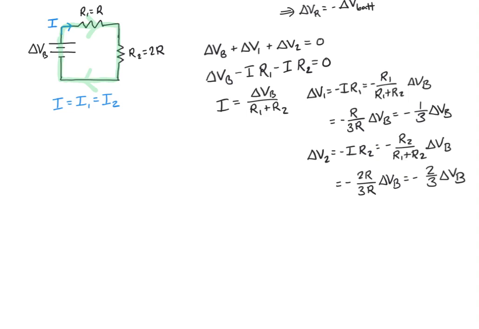Let's take a second and talk about these negative signs here for our voltages across the resistors R1 and R2. The negative sign in this case is indicative of the fact that we went around our loop in the clockwise direction, and so in the clockwise direction I do indeed go from high potential to low potential. But there's no reason why I can't ask what's the potential difference from the right side of R1 to the left side of R1, in which case it wouldn't be negative 1/3 delta VB, it would be positive 1/3. I'd be going from low to high.